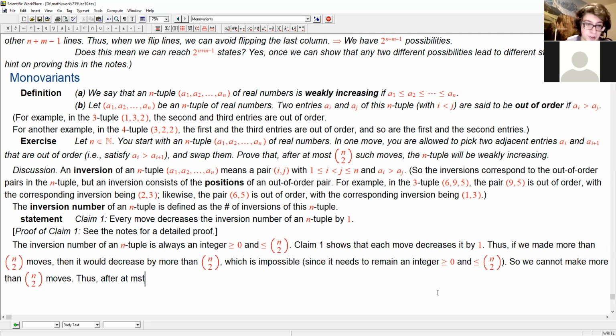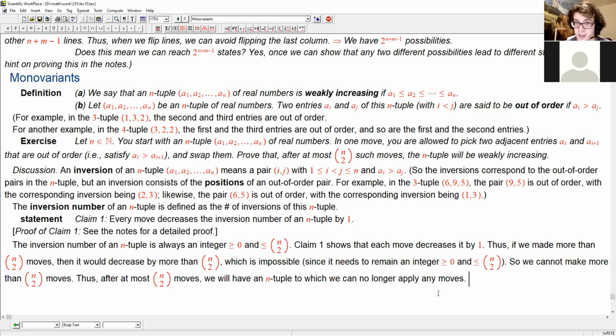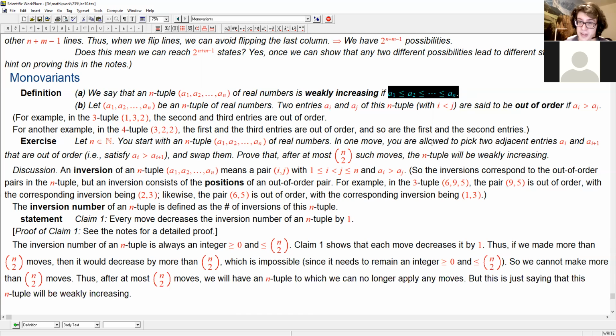Thus, after at most n choose 2 moves, we will have an n-tuple to which we can no longer apply any moves. But what does it mean we cannot apply any moves anymore? It means that no 2 adjacent entries are out of order, because if 2 adjacent entries are out of order, you can move. You can swap them and that will be a move. But this is just saying that this n-tuple will be weakly increasing. And that means we're done.